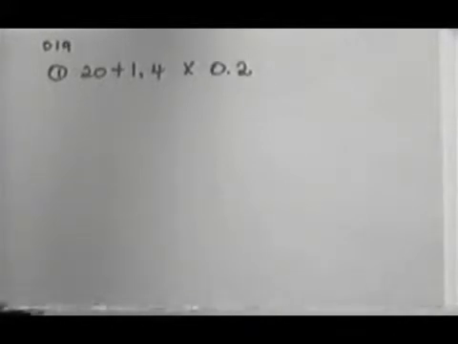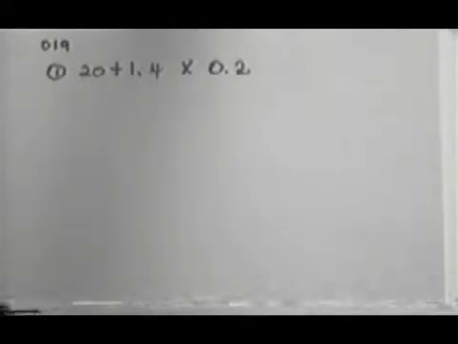Now this problem has no parentheses, so we can skip our first step in our rule. It has no exponents, so we can skip the second step in our rule. So our third step says to multiply and divide from left to right. So that means we have to do the multiplication.